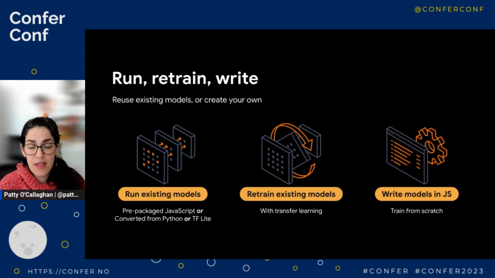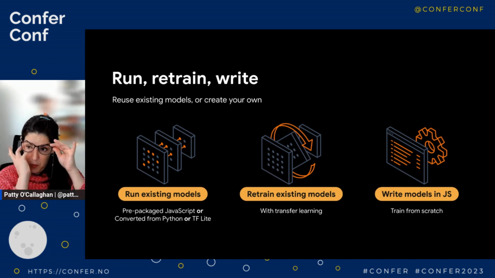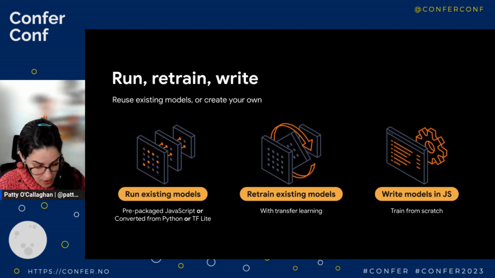So these are the things that we can do with TensorFlow.js. Essentially, it allows you to run existing models, maybe pre-trained models, that were made in TensorFlow.js. We can convert models that were made with Python or maybe TensorFlow Lite. We can also retrain a model with transfer learning, and you can write your own machine learning models completely from scratch. And what do we mean when we talk about transfer learning?